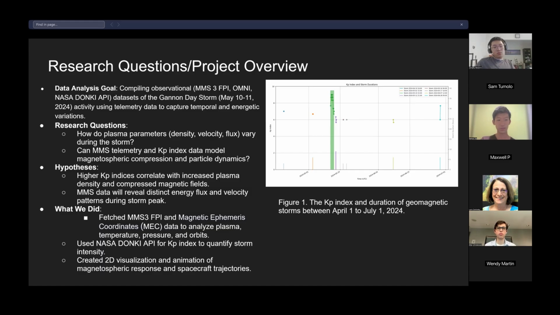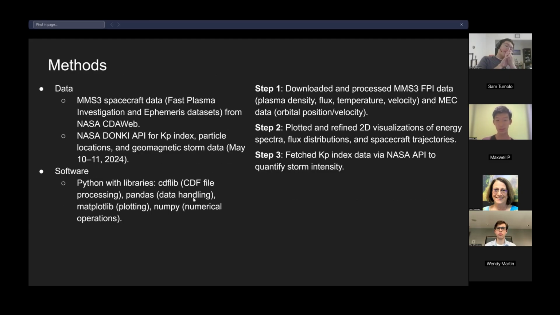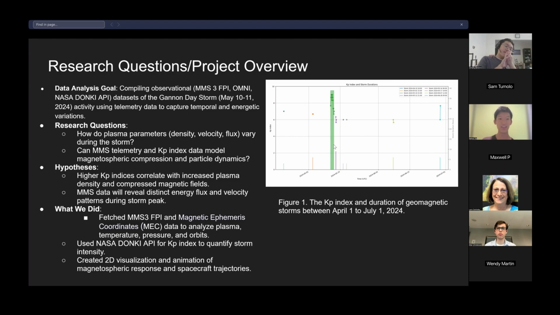The hypothesis is that the Kp index, which is how intense the storm is, has a direct correlation to the plasma density, and that MMS data will also reveal distinct energy flux and velocity patterns during the peak of the storm.